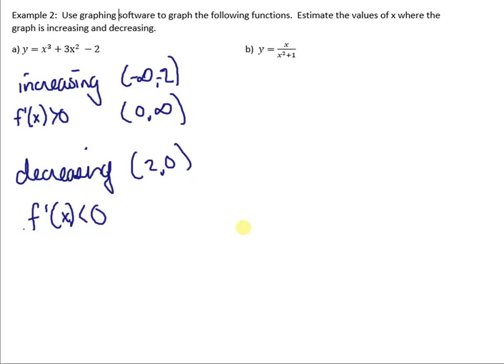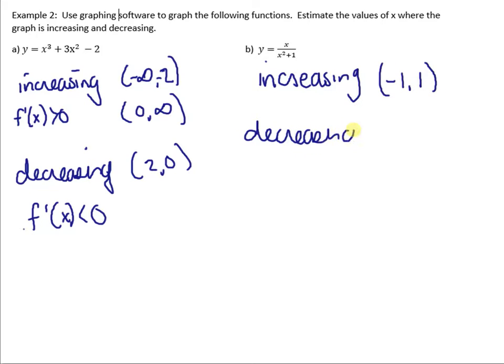So let's go back here and write: it's increasing from -1 to 1, and is decreasing on negative infinity to -1, and then again on 1 to infinity.